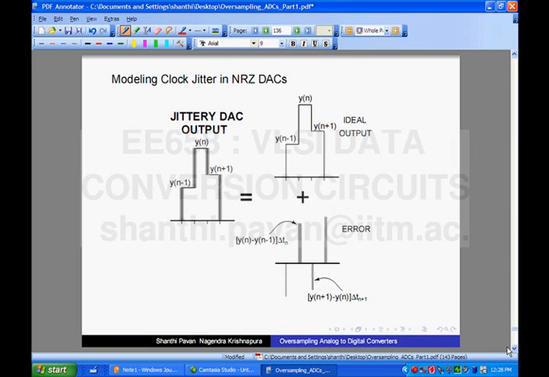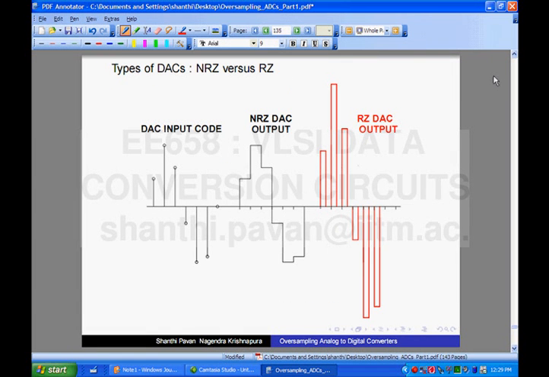Now, yes sir. What will happen if there is dynamic element matching? Mismatch noise will change, which means the height of these pulses will keep getting averaged out. So if I put a code 2 and keep putting a code 2, all it means is that sometimes for a code 2 the height of the pulse will be slightly different, but it will do nothing to the rising and falling edges. The rising and falling edges of the DAC are controlled by the clock.